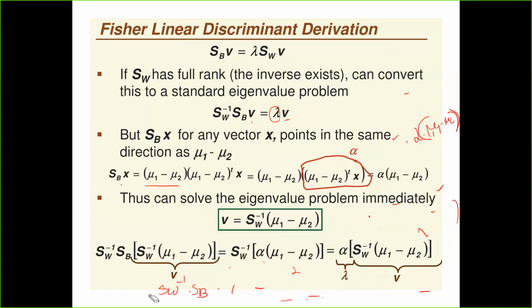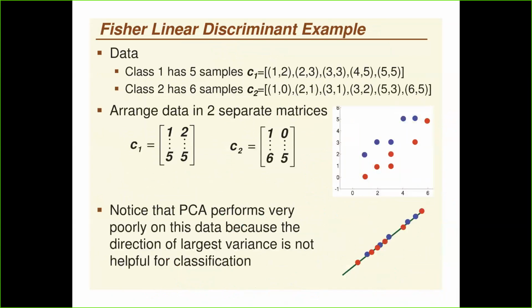So you need not even solve the eigenvalue problem. You directly got V. V is this. This is the optimal V. So let us solve an example. You will get an idea. So here is an example. There are 5 samples from class 1 and 6 samples from class 2. Okay. So can you compute the mean of class 1 and mean of class 2?